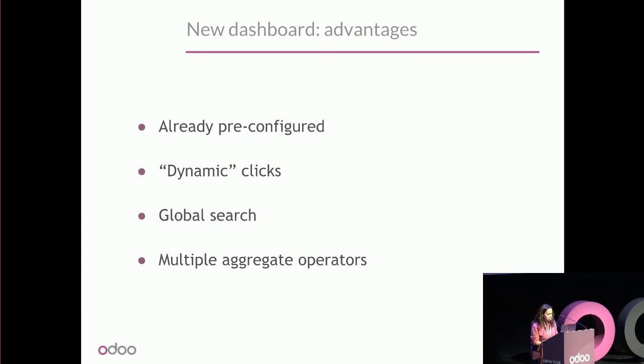Regarding the advantages, it's already configured when you install one of the main applications of Odoo. You can also benefit from the dynamic clicks, so it applies the metrics everywhere on the same view. You can also search on the criteria, and it applies to the whole screen. And you also can benefit from the multiple aggregate operators, like the mean, max, median, sum, average, and so on.